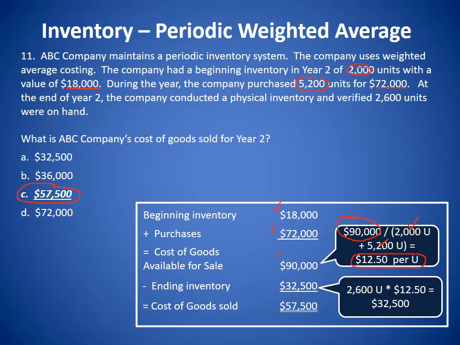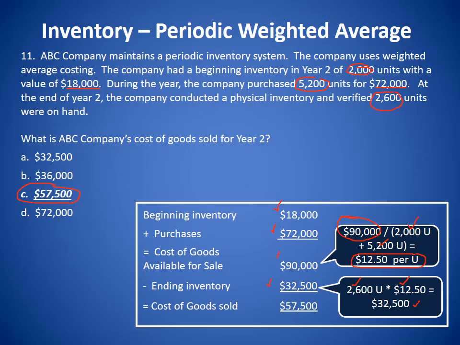So in order to value our ending inventory, we take the amount of inventory that was left over at the end of the year, which is 2,600 units, and we multiply that times the average inventory cost per unit, which we just computed above at $12.50. That means the value of our ending inventory is $32,500, and we place that in our ending inventory within our computation schedule.